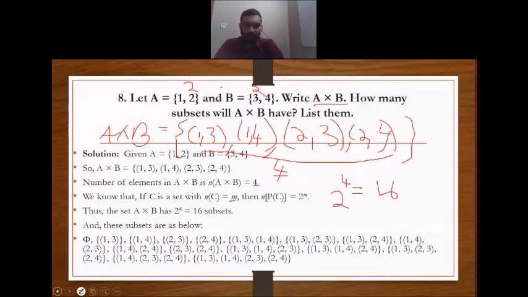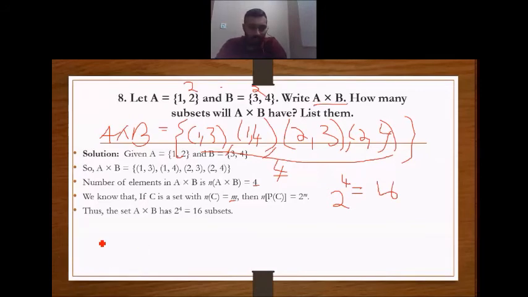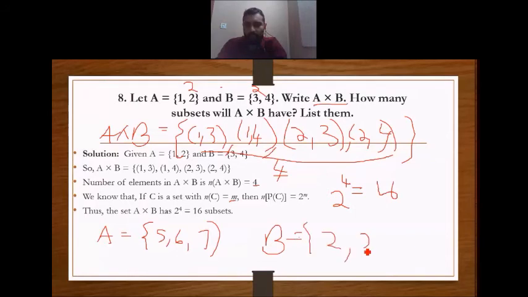If I give one more example, if the set A equals 5, 6 and 7, and if set B equals 2 and 3, how many elements are there in A cross B? Here we have 3 elements, here we have 2 elements, so 3 into 2, we have 6 elements in A cross B. So n of A cross B is 6.